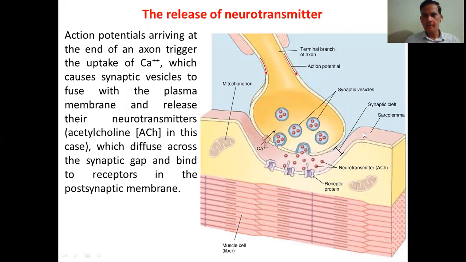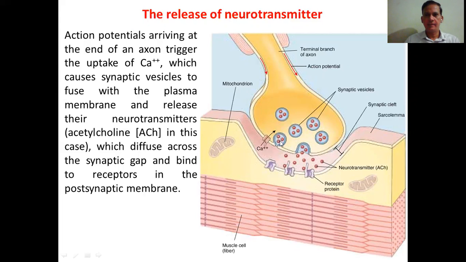So this is the covering of the muscle cell, which is called the sarcolemma. It is similar to plasma membrane, and also it has mitochondria and other organelles. Now, when the impulse reaches the axon, that impulse triggers the uptake of calcium. This calcium uptake further leads to a trigger of events that allows the fusion of the synaptic vesicles with the axon terminal.